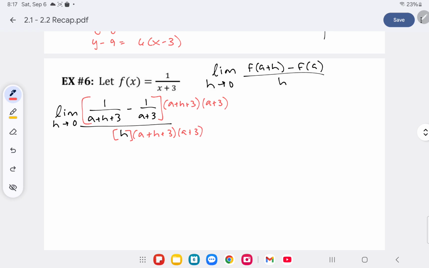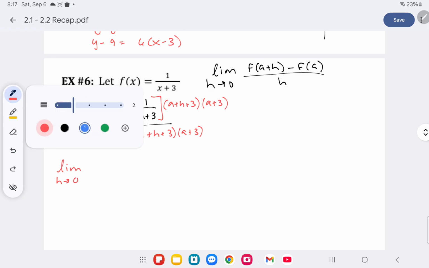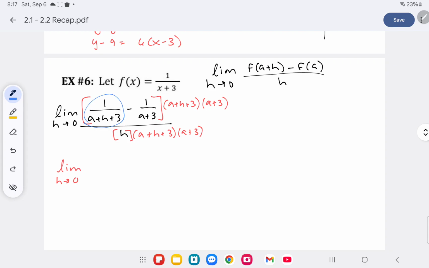It always has to be multiplication, not adding and subtracting. So when I multiply this all out, it's going to get a little bit messy. Not too bad, actually. So when I multiply this first fraction by all that, the a plus h plus 3 will cancel out, and I'll be left with a plus 3. When I multiply the second piece, I'm going to get a plus h plus 3, because the a plus 3's will cancel out. And in the denominator, I have h, a plus h plus 3, and a plus 3.